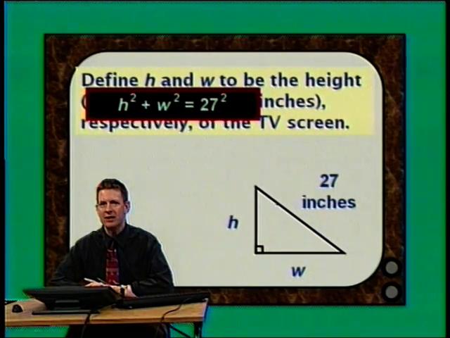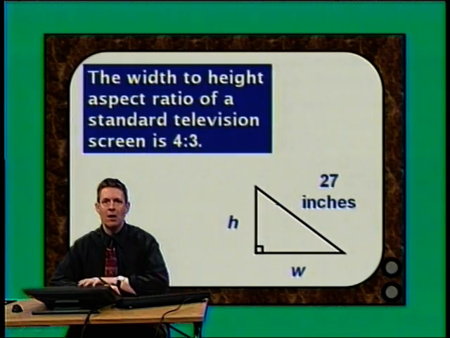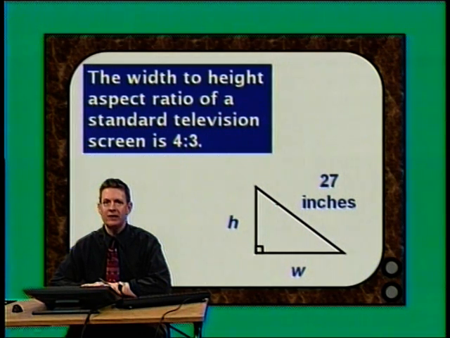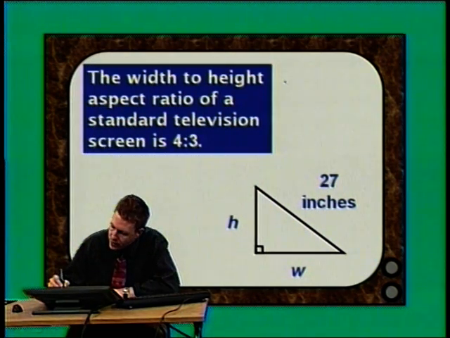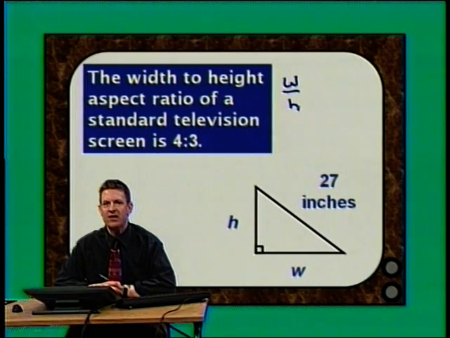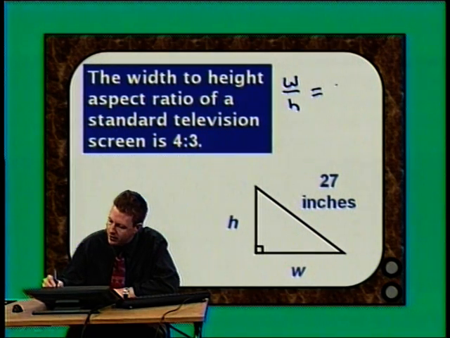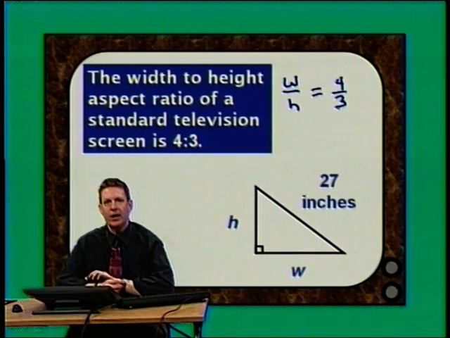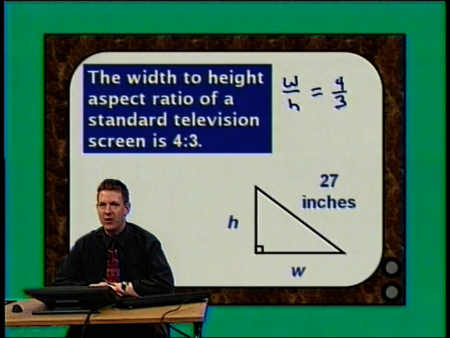What other information was I given in the problem? Well, I was also told that the width to height aspect ratio of a standard television screen is 4:3. I can use this information to write down a proportion. The fraction w over h, that's another way of expressing the ratio w to h, equals the fraction 4/3. That's another way of expressing the ratio 4:3.